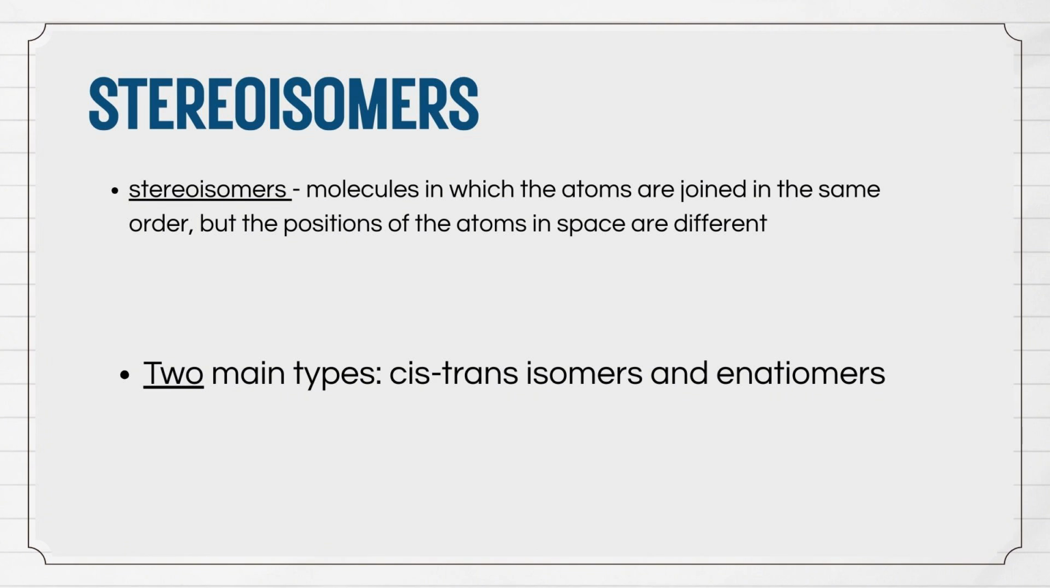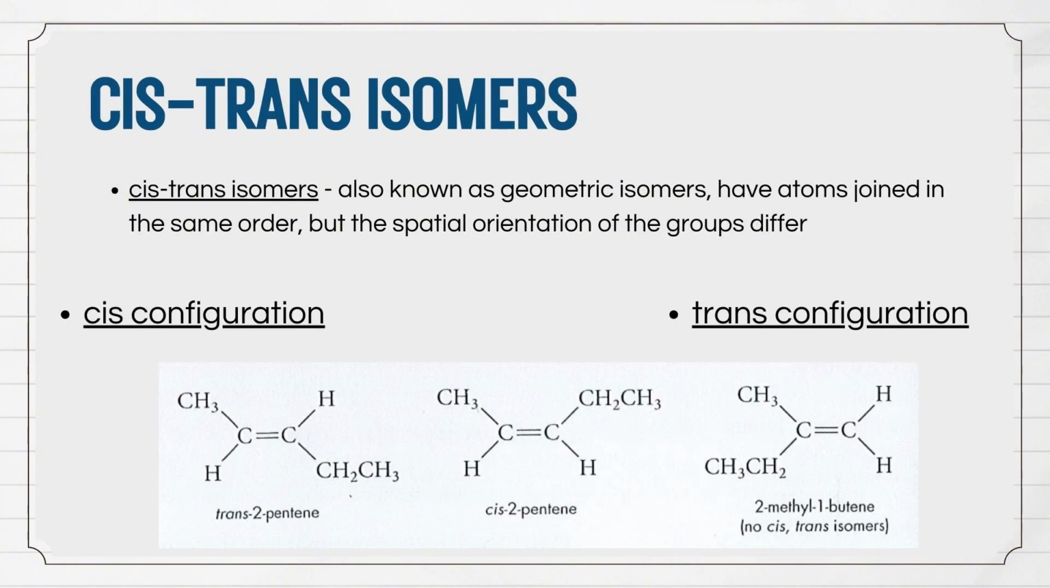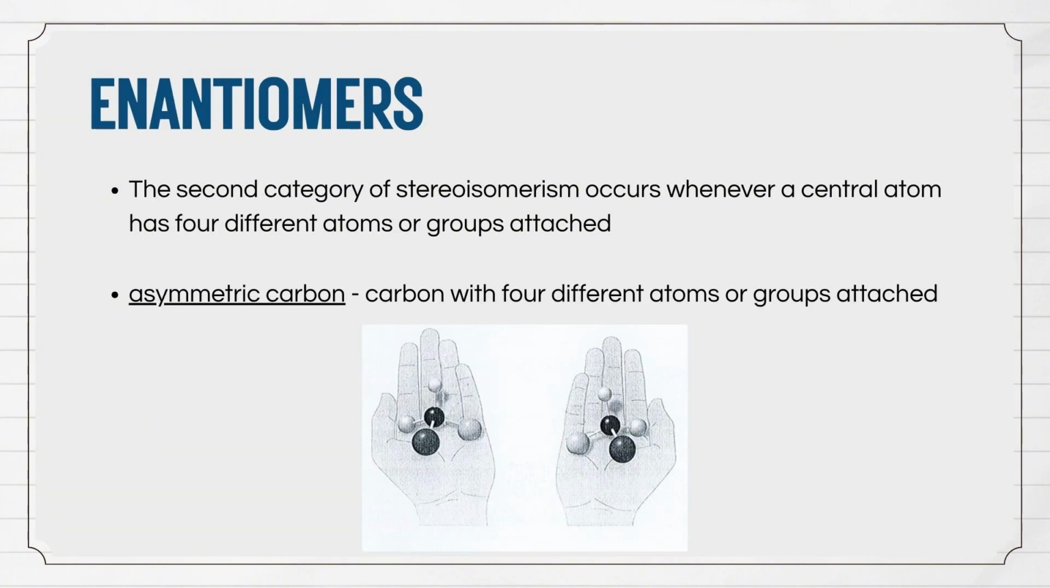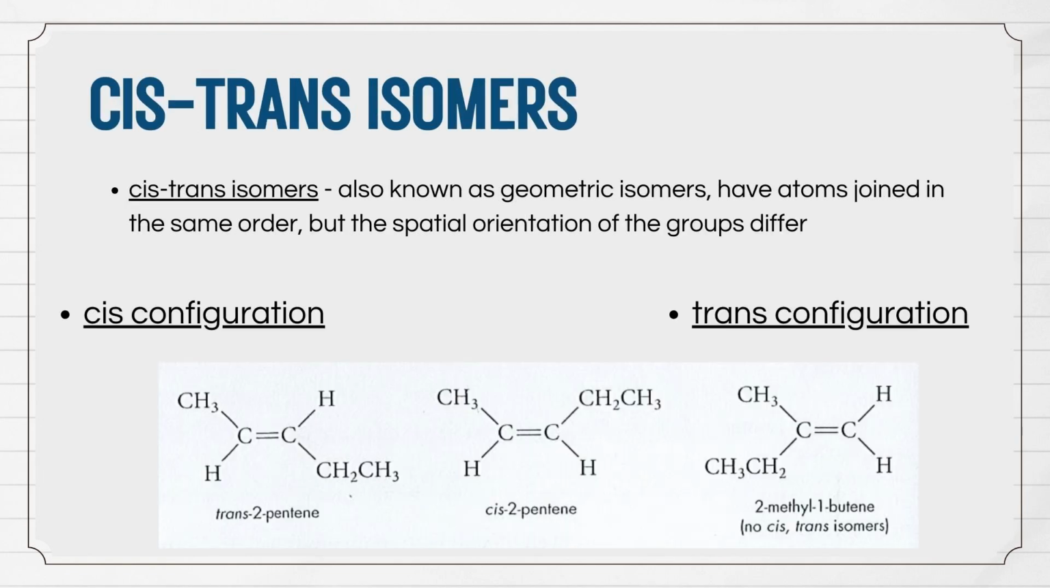There are two main categories of stereoisomers, which include cis-trans isomers and enantiomers. Let's begin with cis-trans isomers, also called geometric isomers. These usually arise in compounds with double bonds, like alkenes, which we just talked about. Because a double bond is rigid and doesn't allow atoms to rotate freely around it, the position of atoms on either side of the bond matters.